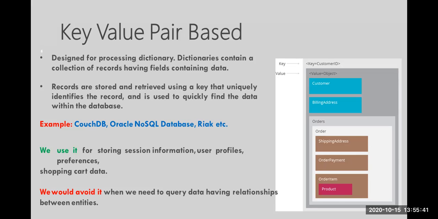Okay, if there are inner joins, then we will not preferably use the key-value pair. We will move to the next type.